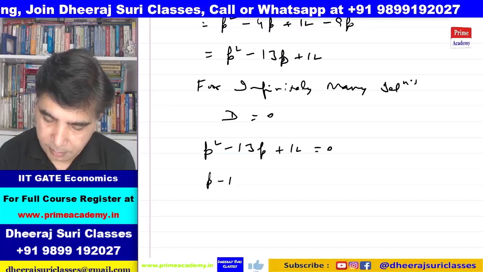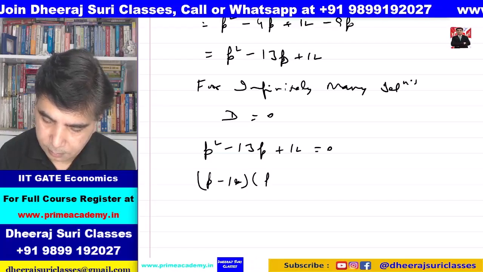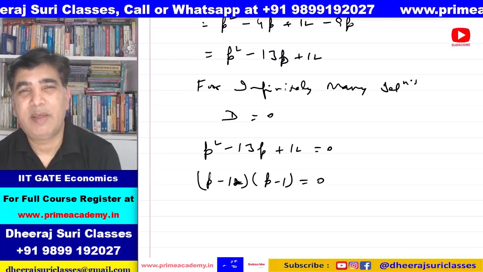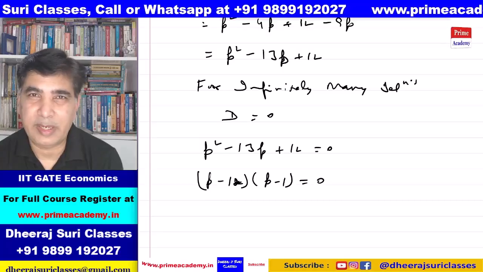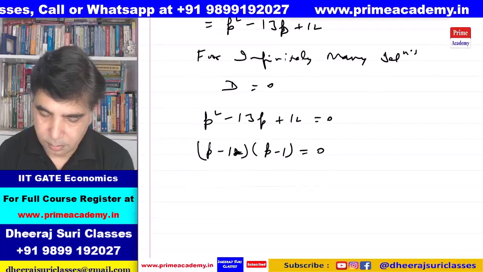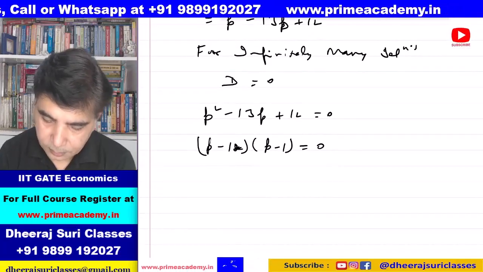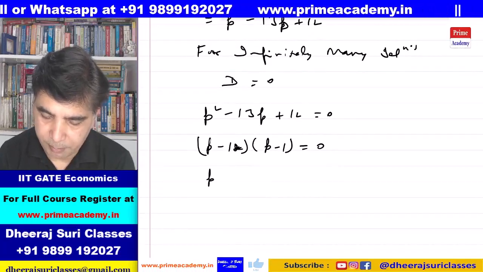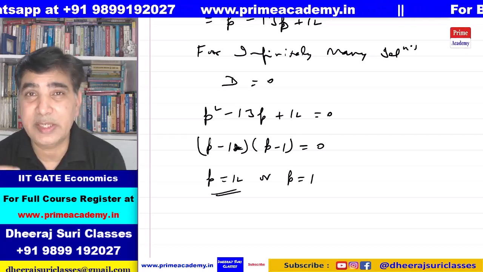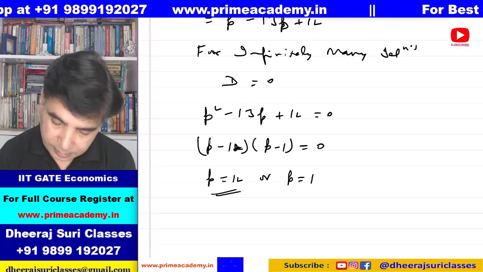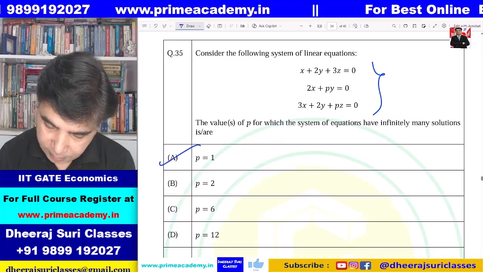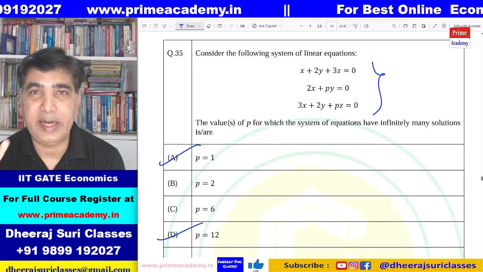So (p minus 12)(p minus 1). This thing you would have learned way back in class 8th or class 9th or probably in class 10th, quadratic equations, right? Now when you put them equal to 0, you get p is 12 or p is 1. So there can be 2 solutions, either p is 12 or p is 1. Let us find out if both of them are available or only one is available. P is 1, p is 12. So there are 2 answers, A and D.